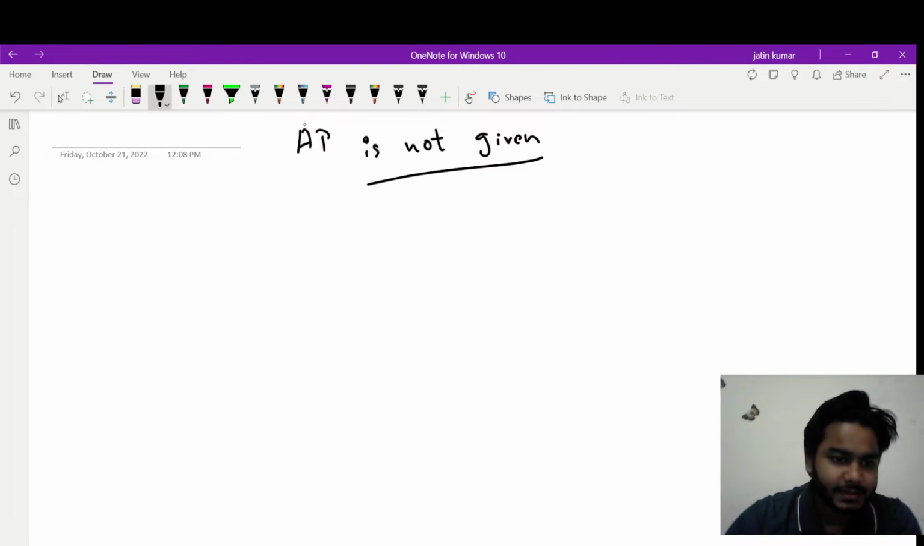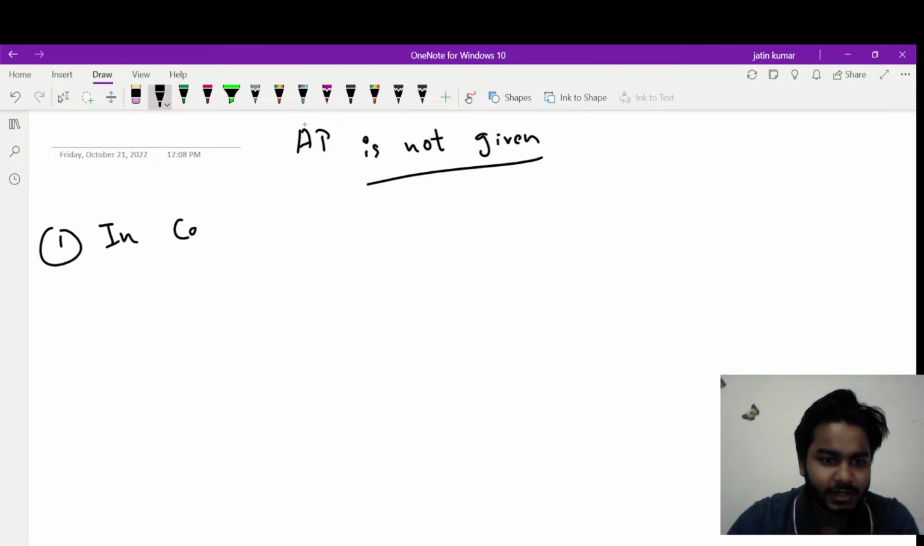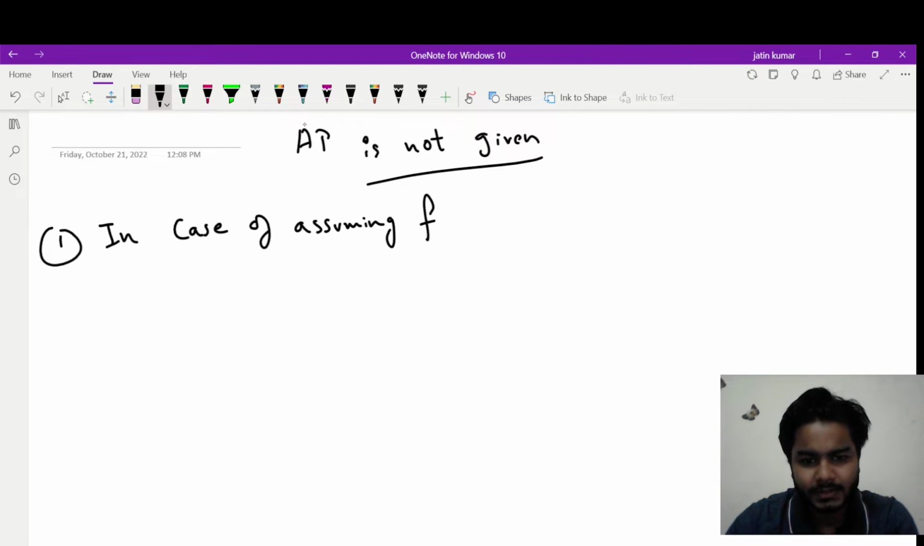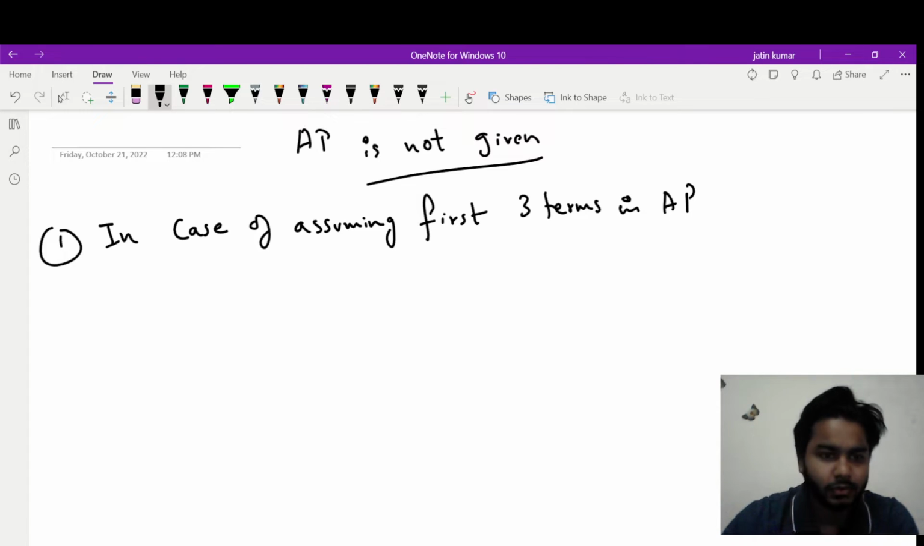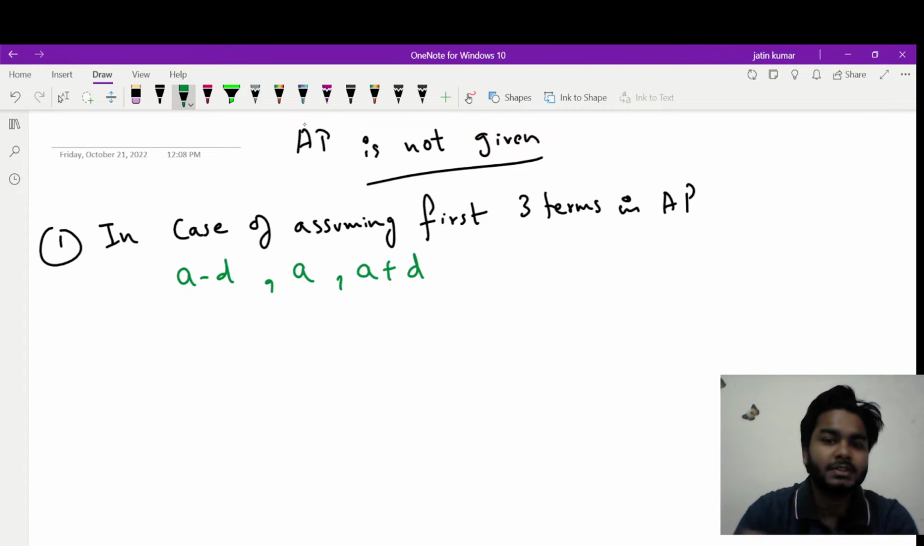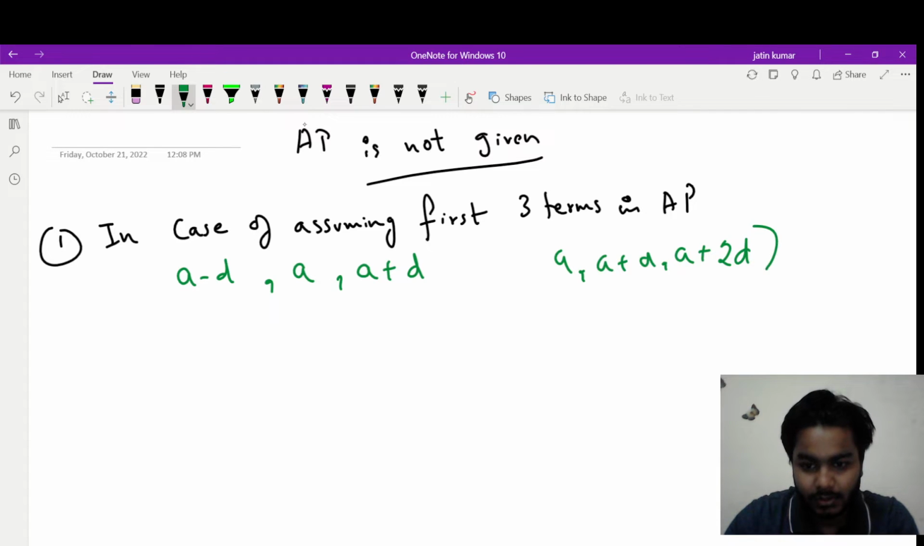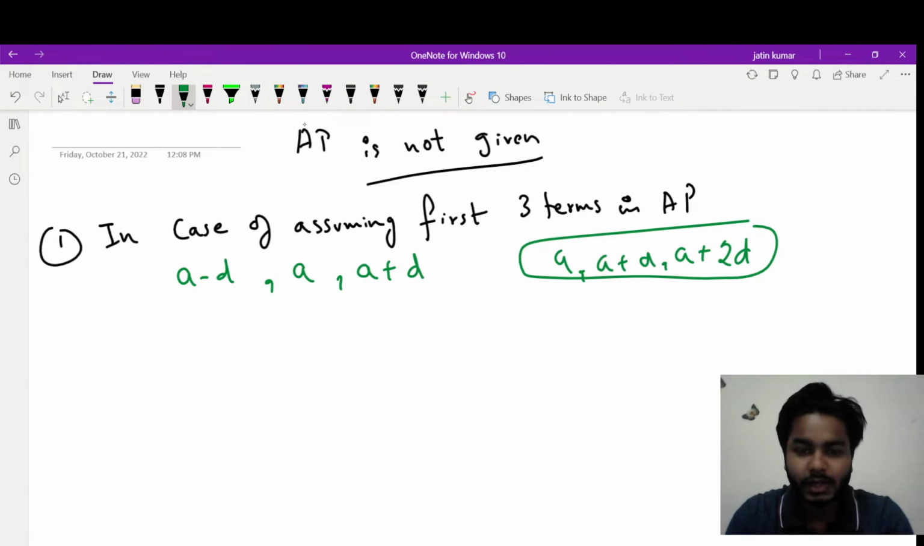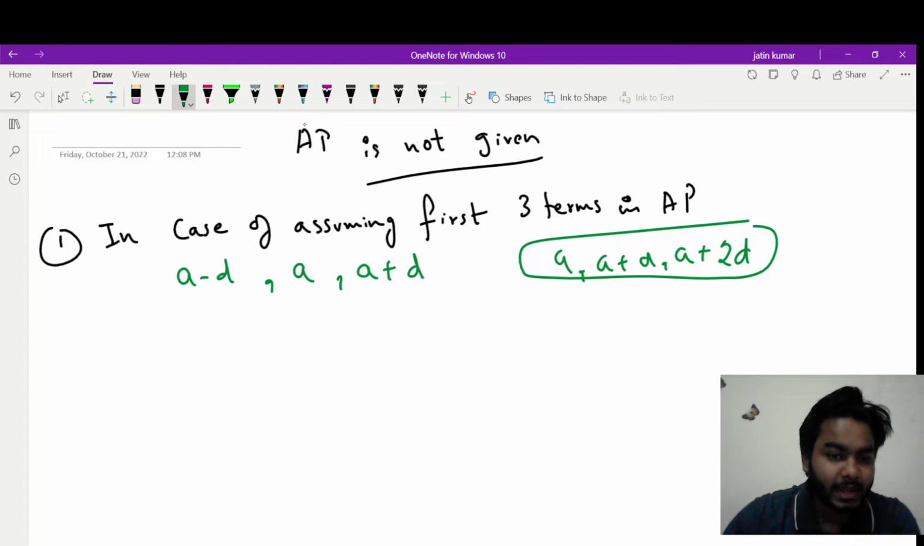First thing, in case of assuming the first three terms in AP, you will always assume a minus d, a, a plus d as your first three terms of AP. Don't assume a, a plus d, a plus 2d as your first three terms. Never assume these terms, because your question will get complicated. Always assume a minus d, a and a plus d as your first three terms of AP.